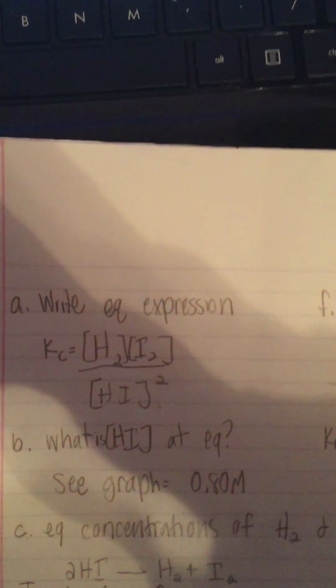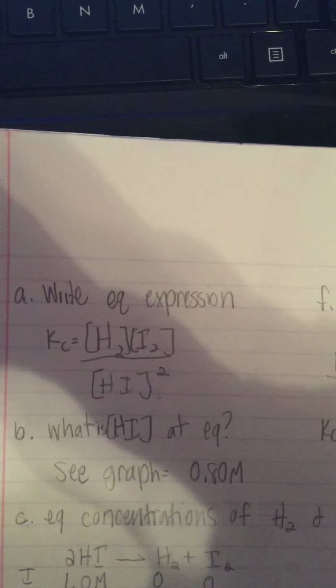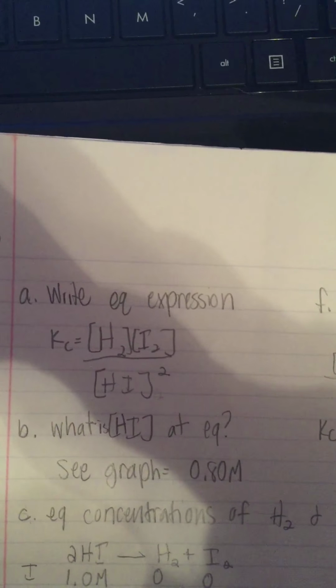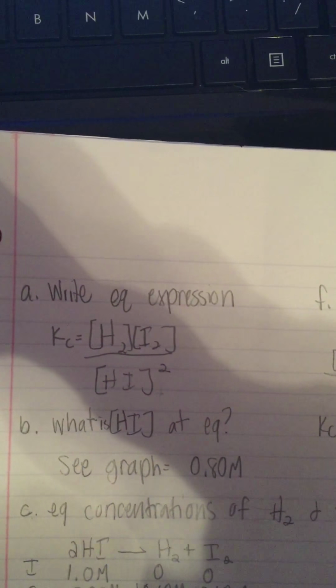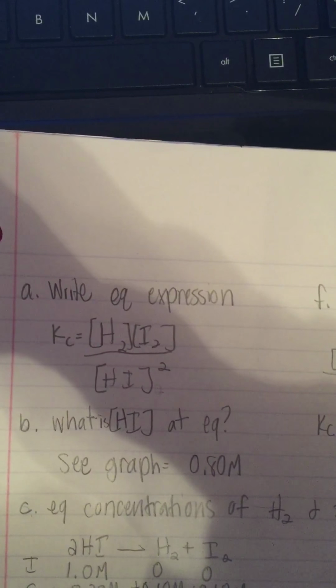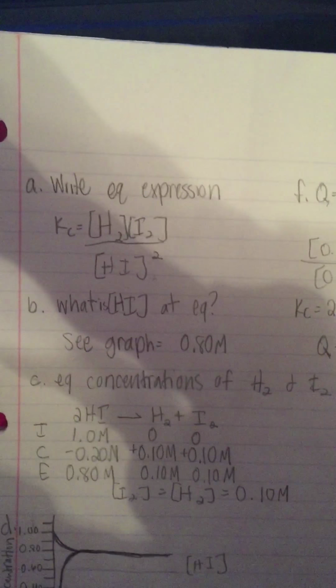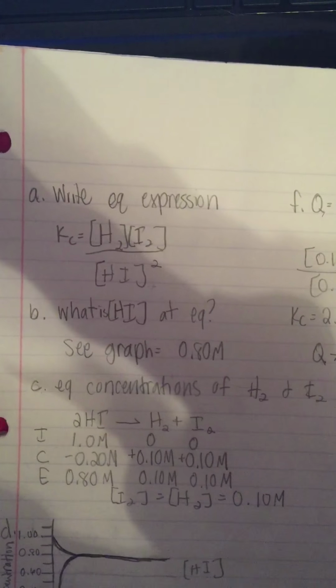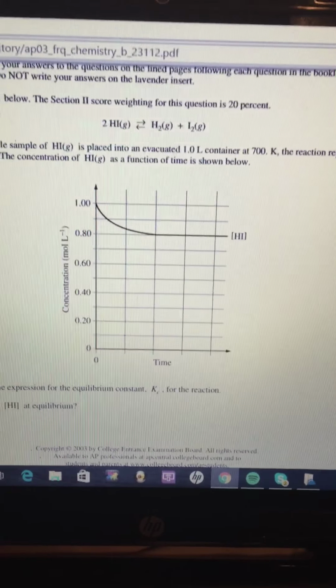And so I put Kc equals concentration of H2 times the concentration of I2 over the concentration of HI to the second. And then it says, what is the concentration at equilibrium? And if you look on the graph, it says 0.8 molar. The third question is determine the equilibrium concentrations of H2 and I2.